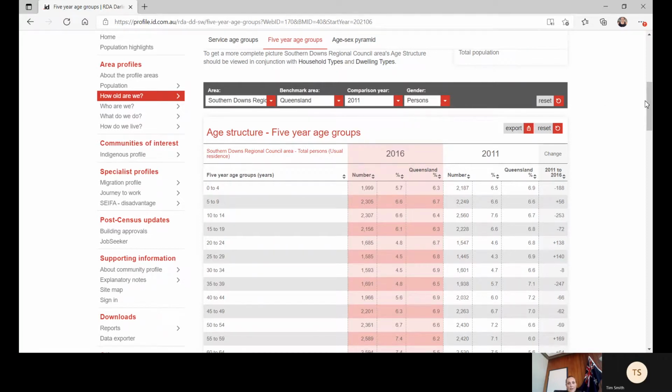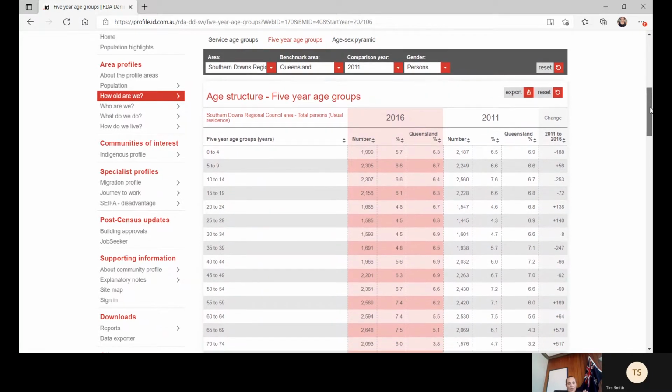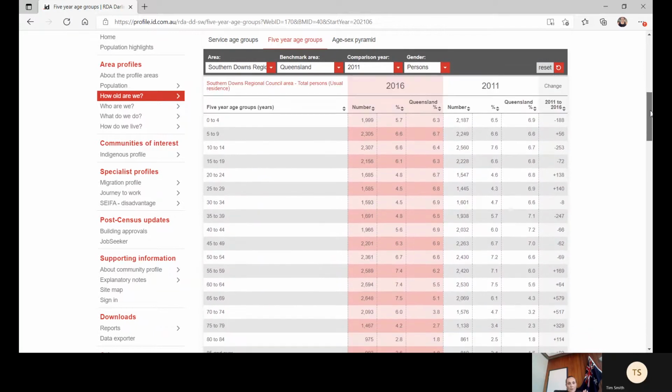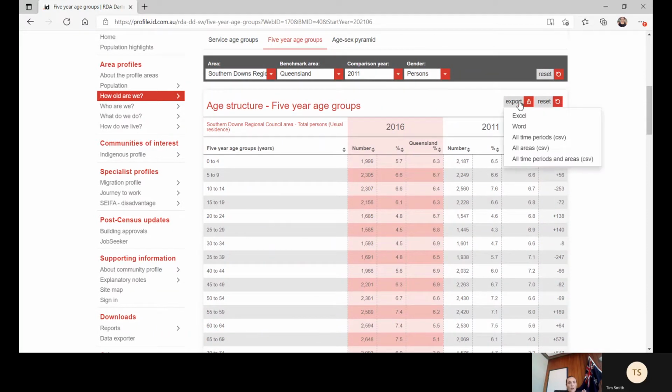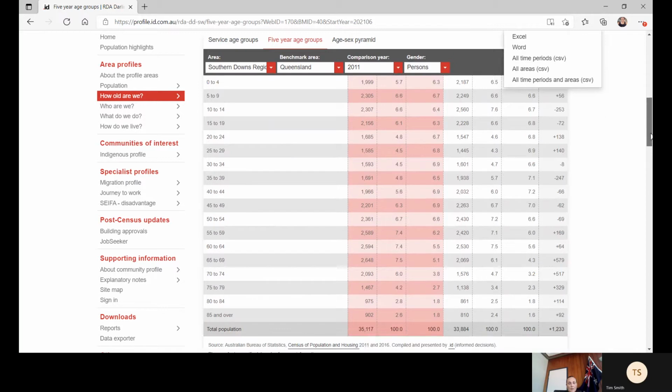Our comparison year is 2011. I'm not going to delve into the data tables. What I will tell you is that you can export any of this information, so into Excel or Word. So if you want to pop it straight into a document to accompany your applications or your advocacy documents for the Mayor, CEO, that sort of thing, you can drop those straight into those documents.